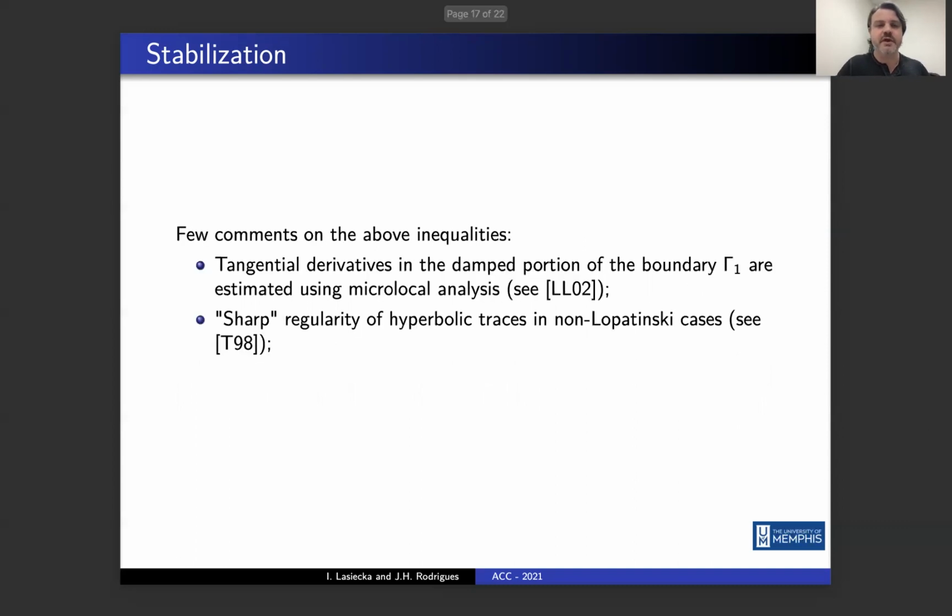A few comments on these inequalities. The tangential derivatives in the empty portion of the boundary are estimated using microlocal analysis. For details on that, we recommend the work of Lasiecka and Lebiecki from 2002. The remaining terms are computed using sharp regularity of hyperbolic traces in non-Lopatinsky cases, which is exactly the case of our problem here. For more details on this sharp regularity, we recommend the work of Tataru from 98.